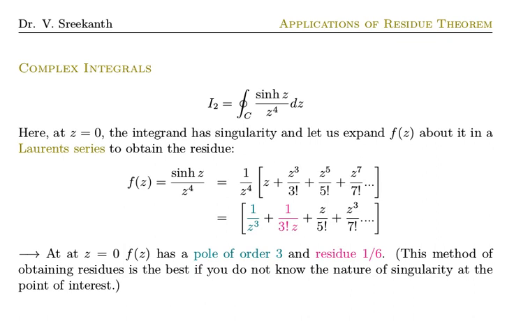Okay, so once you know the residue, it is very simple, because z equal to 0 lies inside the contour C, and there is only one pole, at z equal to 0, and we know that the pole is of order 3 and the residue is 1 by 6. Then you can blindly apply the residue theorem, which says that I2 is equal to 2 pi i times the residue of f of z at z equal to 0, which is 1 by 6. So I2 will become i pi by 3.